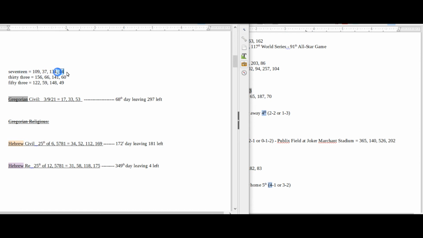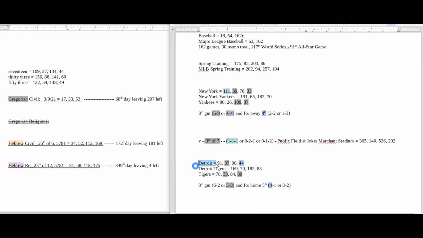17 also sums to 44. And Detroit also sums to 44. And Detroit can get their fourth home win for spring training and then New York's fourth away game for spring training. And with the loss, New York would become 4-4 for a spring training record.